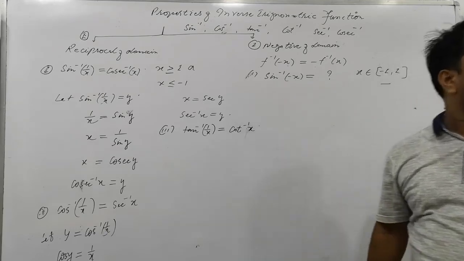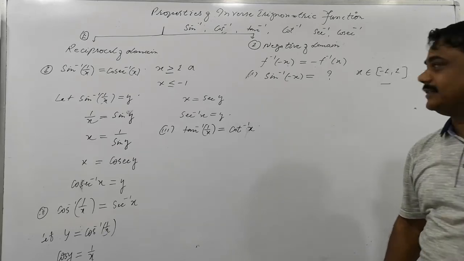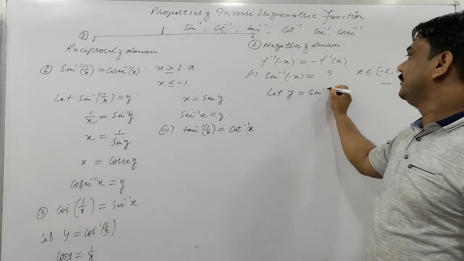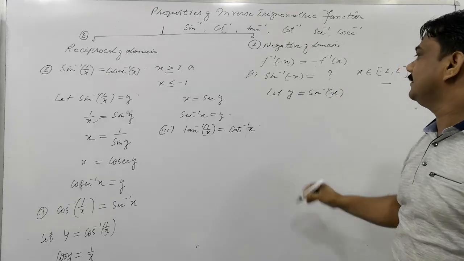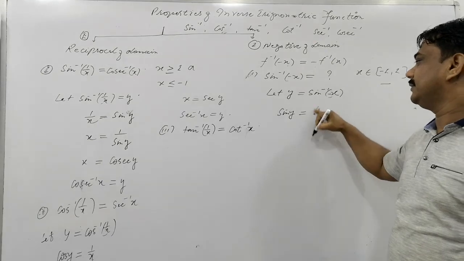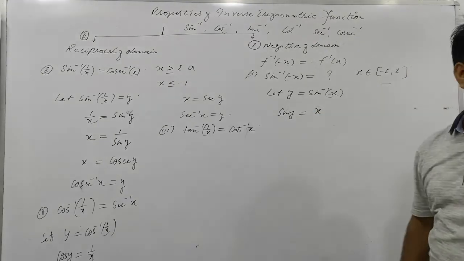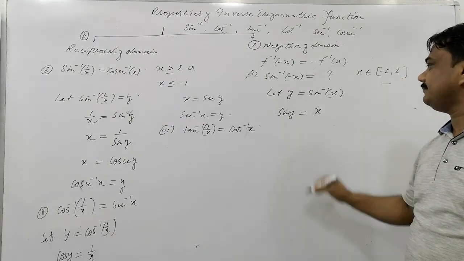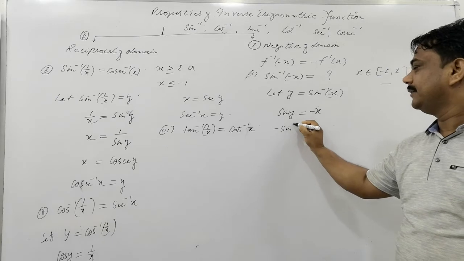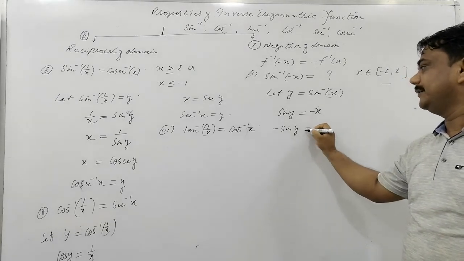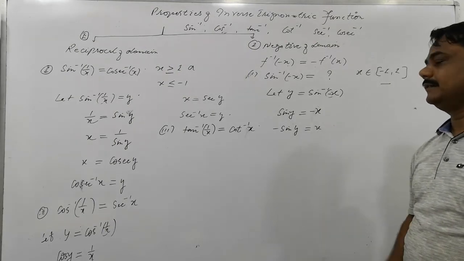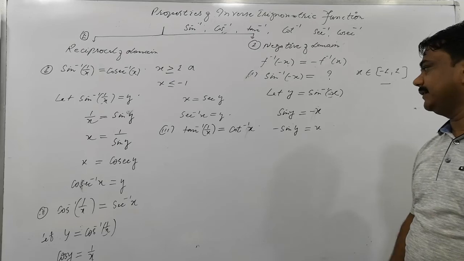If you make the domain negative, what will happen to its range? Okay, we are just checking. Suppose y is equal to sine inverse of minus x, same procedure. So sine of y is equal to minus x. Is that clear? This minus can be multiplied to the other side. Minus of sine y is equal to x. Clear?